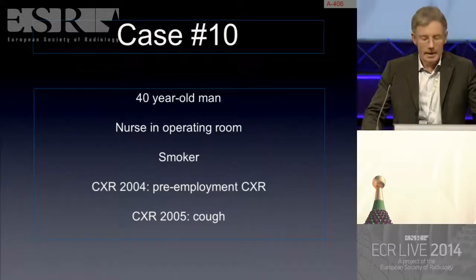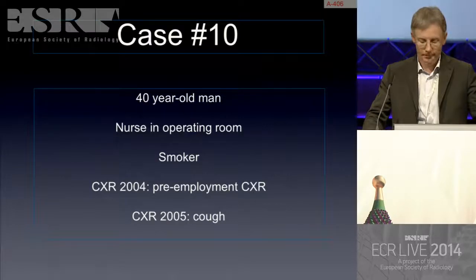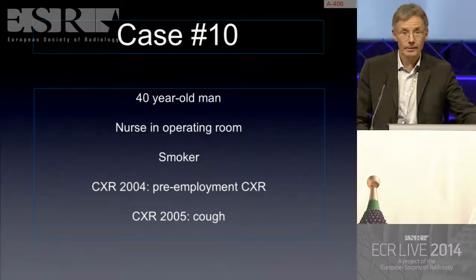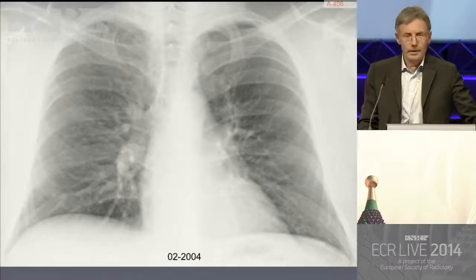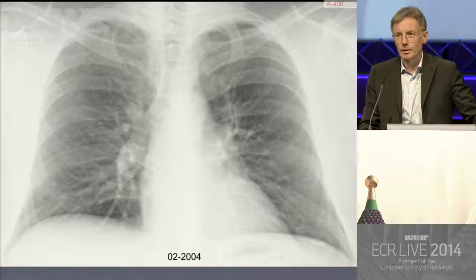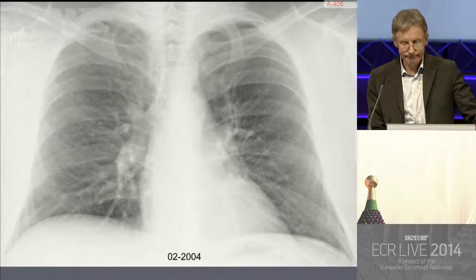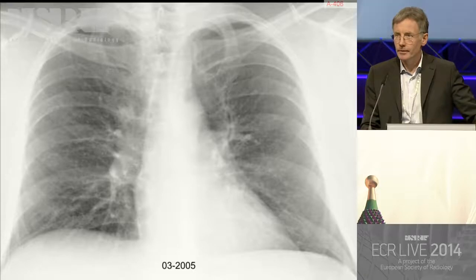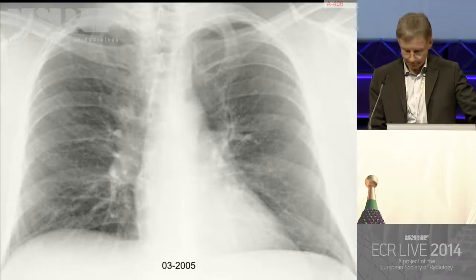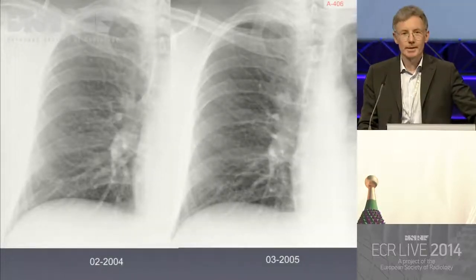Now, I'll show you a 40-year-old man. He is a nurse in the operating room and he's a smoker. In 2004, he had a pre-employment chest X-ray. And in 2005, he developed a cough. This is the 2004 chest X-ray. This is the 2005 chest X-ray. And I will show them side by side.